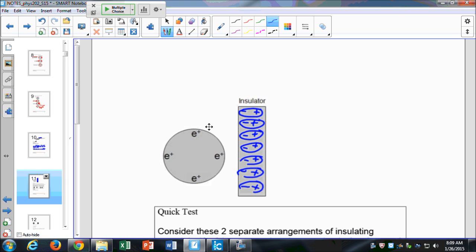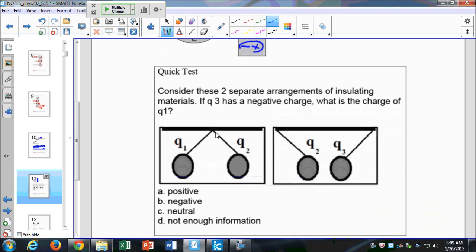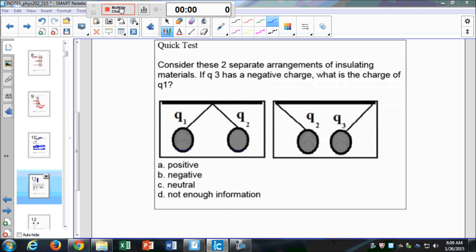Alright, let's try this quick test, then I'm going to show you the Van de Graaff generator. Consider these two arrangements of insulating materials. Q3 has a negative charge. What is the charge of Q1? These are insulating materials, and these are two separate scenarios. So Q1 relates to Q2 in this way, and Q2 relates to Q3 in this way. And I tell you that Q3 is negative. So I want to know what is the charge of Q1.